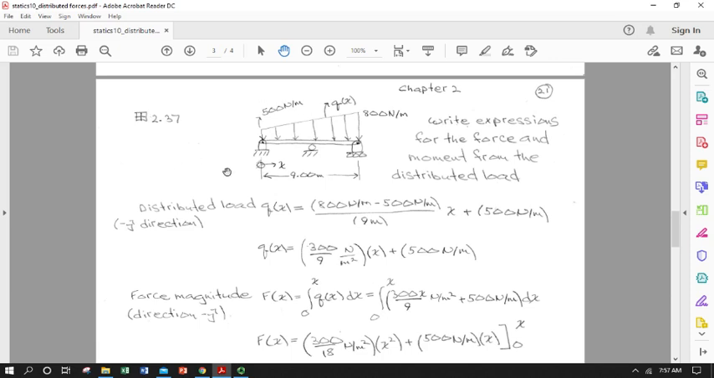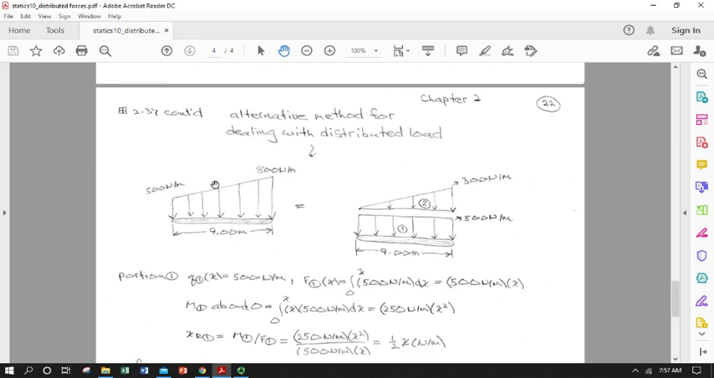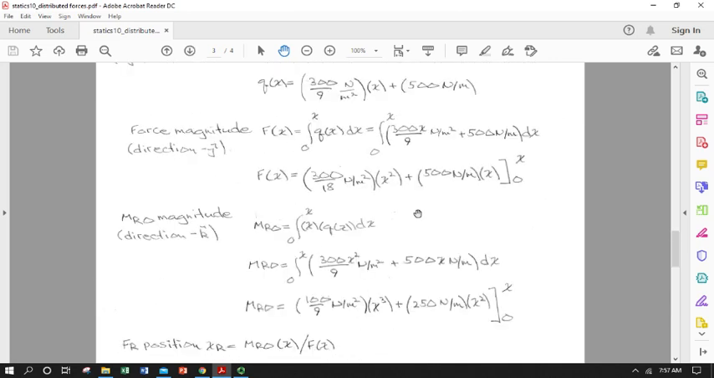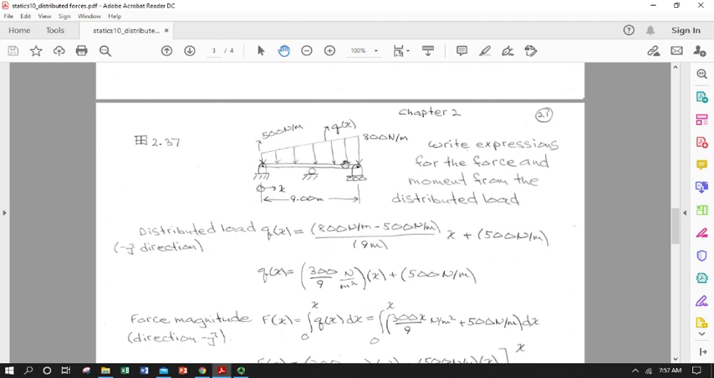So we'll do that in the next example, and then we'll have a second example in the next one about how to break up a distributed load and maybe make it a little bit easier to evaluate as an alternative method. So we'll have 2 different variations on the same one next time. So we will see you then.